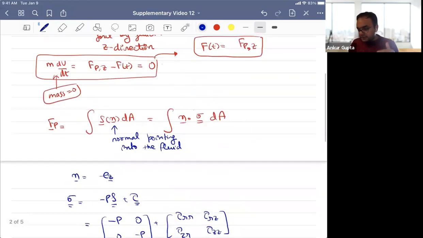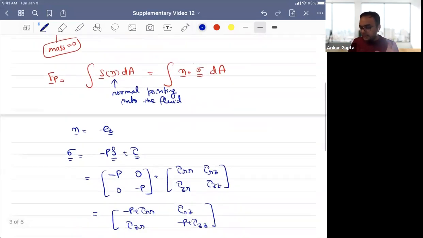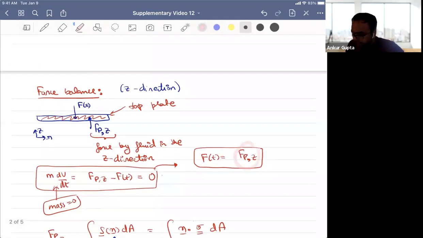We want to calculate the force by the fluid on the plate. To do that, we did n dot sigma dA. First, we calculated n dot sigma, and for n dot sigma we got this result. There are two components: one is the radial component, and one is the z direction component. What we want to focus on is the z one, because we are only interested in Fp of z.